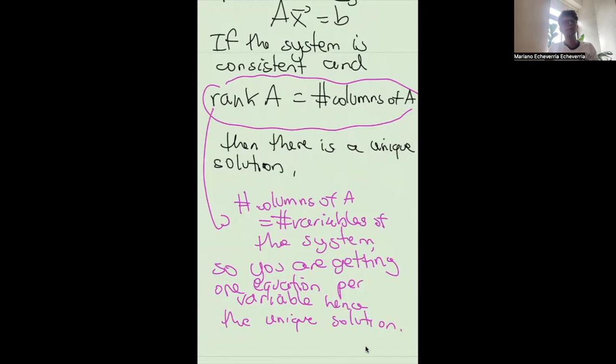So what will happen tomorrow when we do the infinite solutions case is that the rank will be smaller than the number of columns. That means that many variables need to share the same equation. That makes it impossible to find a unique value for the variables, because there will be, for example, 2 or 3 variables that appear in the same equation. So there's no way to finish solving for them as a single number. But we'll see that tomorrow.